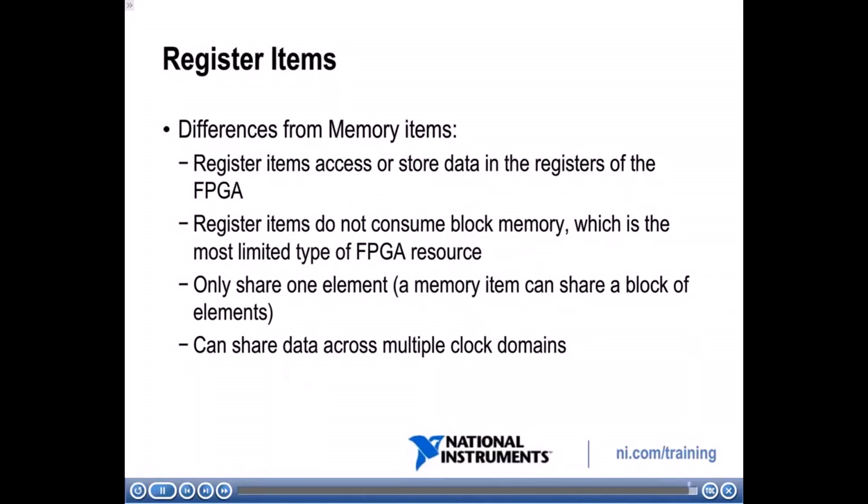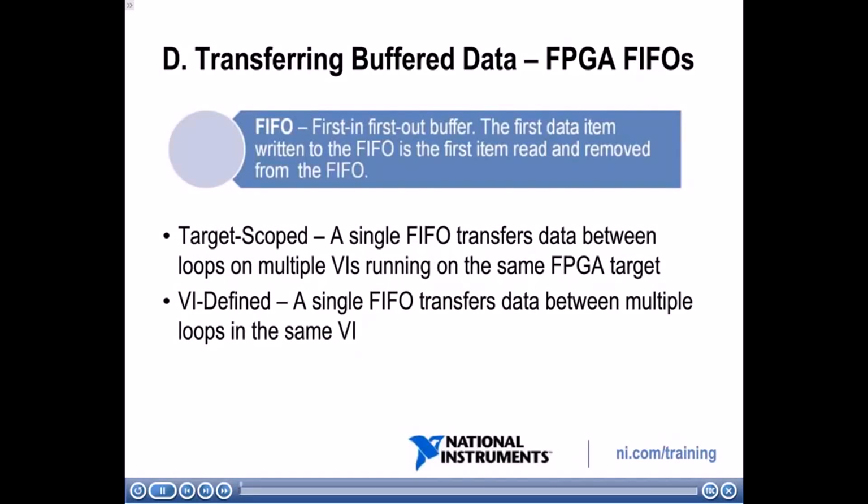Next, we will avoid race conditions when sharing latest data. In the previous section, we avoided race conditions when sharing latest data. By the end of this module, you will be able to transfer buffered data using FPGA FIFOs.